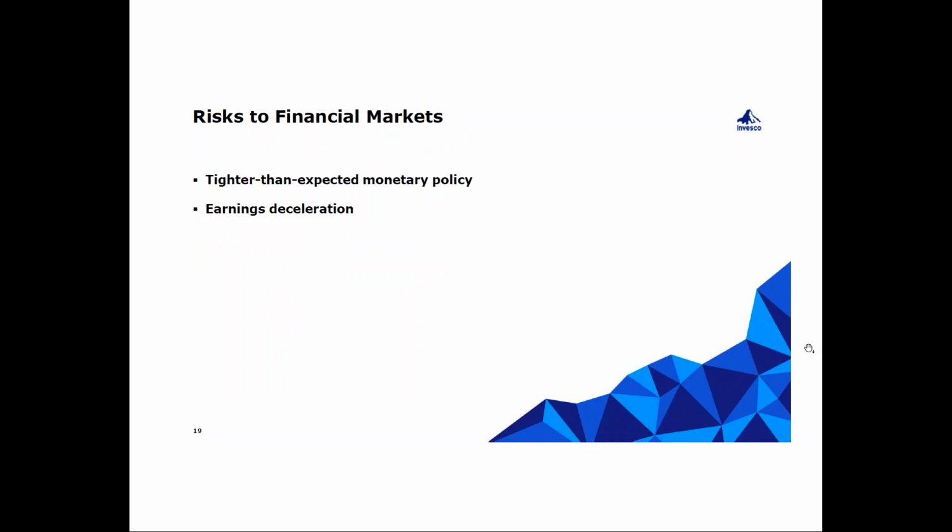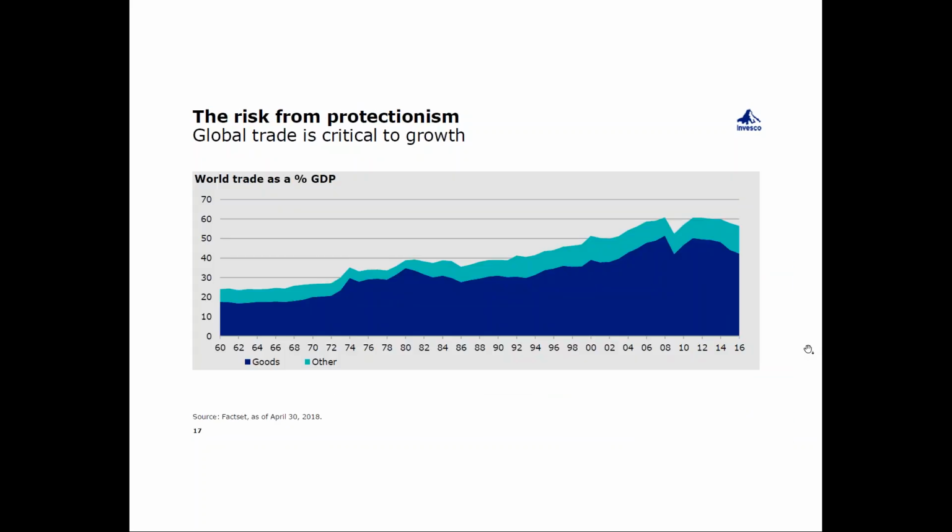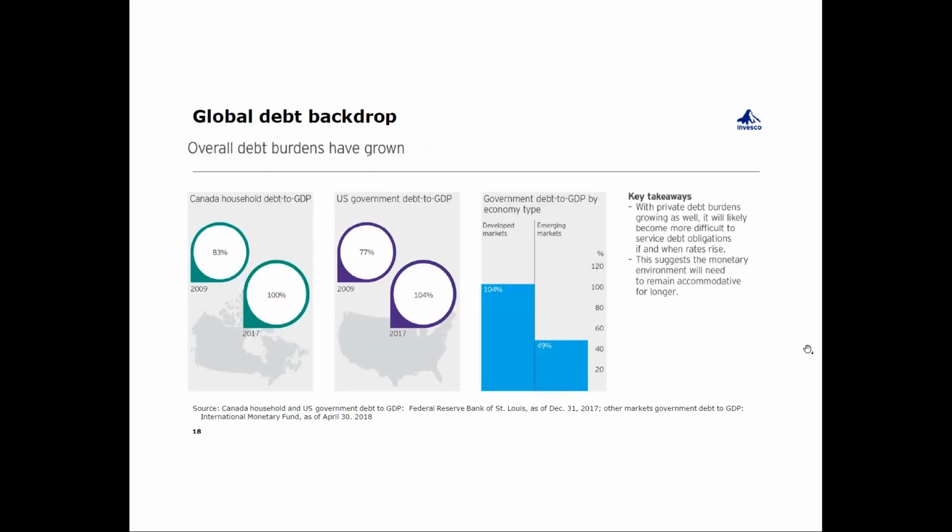Now, let me just move on quickly to another key risk, which is debt. Sorry again about the slides. So what we're seeing is, in general, debt is going up. That's true for governments. That's true for households. That's true just in general for emerging markets as well as developed markets.